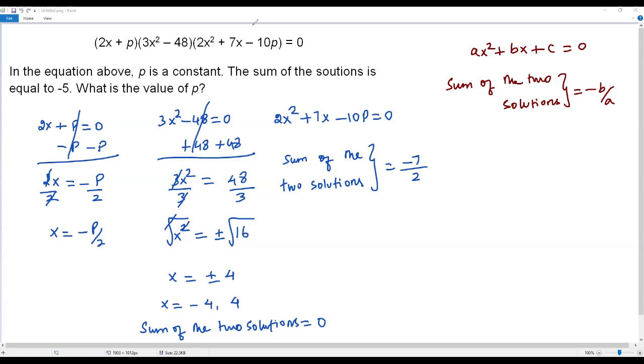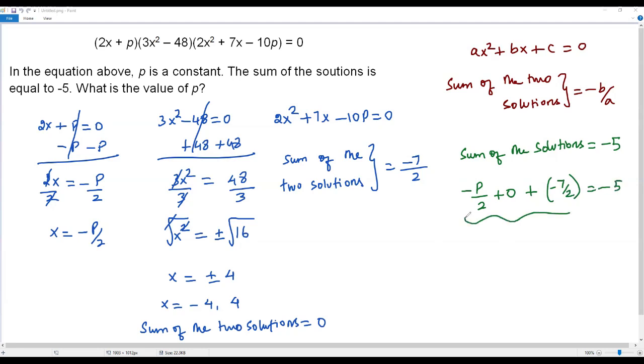According to the information we have, the sum of the solutions, that means the sum of all the 5 solutions, is equal to negative 5 for this equation. Now we have to add the 5 solutions. One of the 5 solutions is negative p over 2, and the sum of the next 2 solutions is 0, that we got over here. The sum of the next 2 solutions is negative 7 over 2, equals negative 5.